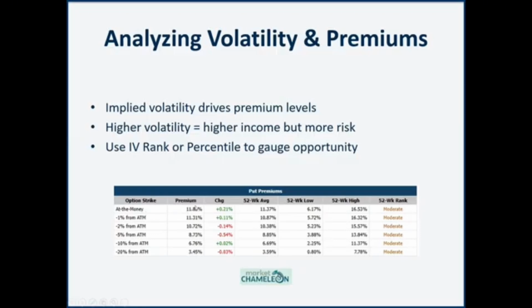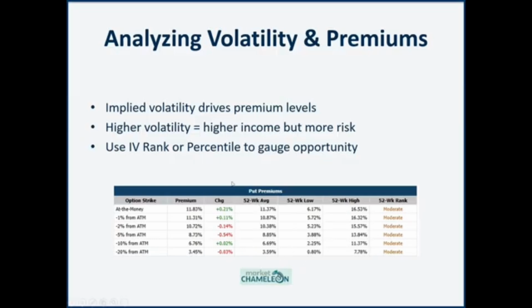What that premium has been as a percent of the stock versus where it is on average, the low, the high, the ranking, right? You can look at this in terms of volatility, in terms of price. They are, for all intents and purposes, the same thing, right? Because price is determined by volatility, or volatility determines price, right? So all different ways of looking at the same thing.